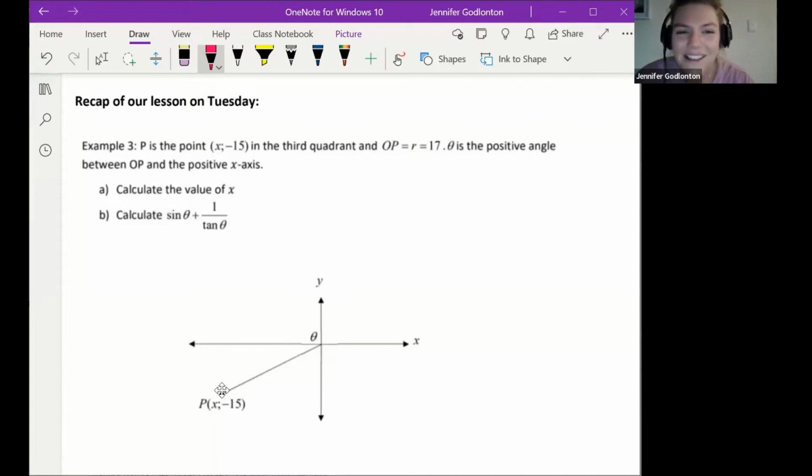Okay, example 3. This is basically just going over what we were doing in our lesson on Tuesday. So we moved onto the Cartesian plane from our normal trig. What is our little rhyme that we tell ourselves for our trig ratios? What do we say? And we're going to write it at the top of every single test.